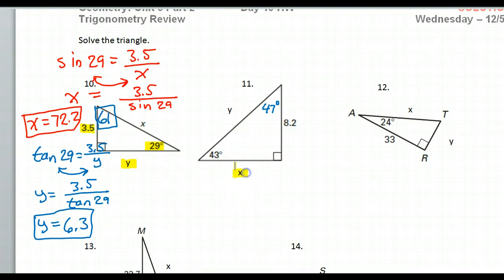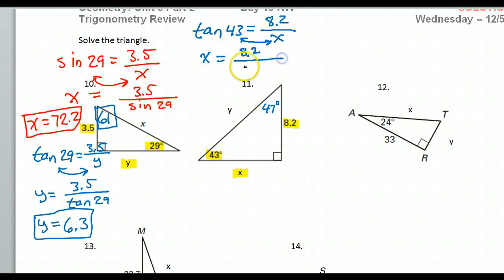So if I'm going to find x, and I've got the 43 and the 8.2 to deal with, that's opposite over adjacent, so that is the tangent function. So I'm going to go tangent 43 equals opposite over adjacent. The variable is in the denominator, so let's do the reversal. So x equals 8.2 over tangent 43. Calculator. All right, so x is 8.8.